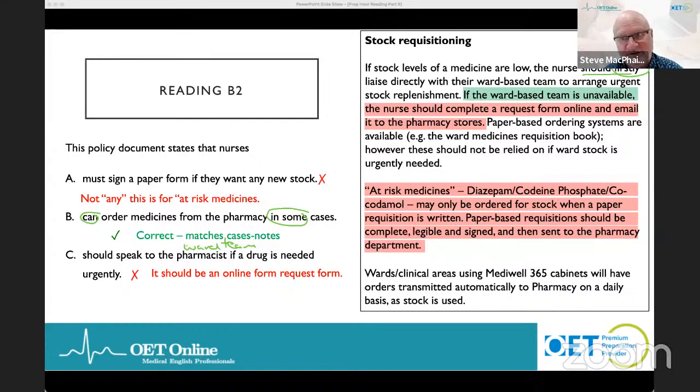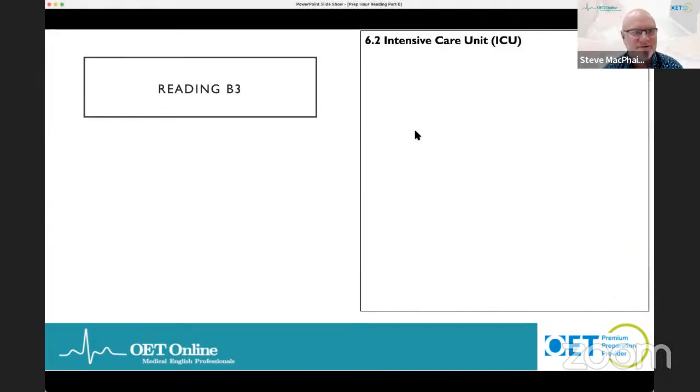But if they're unavailable, so this is an important word as well, everyone. Firstly, liaise directly with the team. But if they're unavailable, it's that timeline, everyone. All right, great work, everyone. All right, let's do one more, everyone.